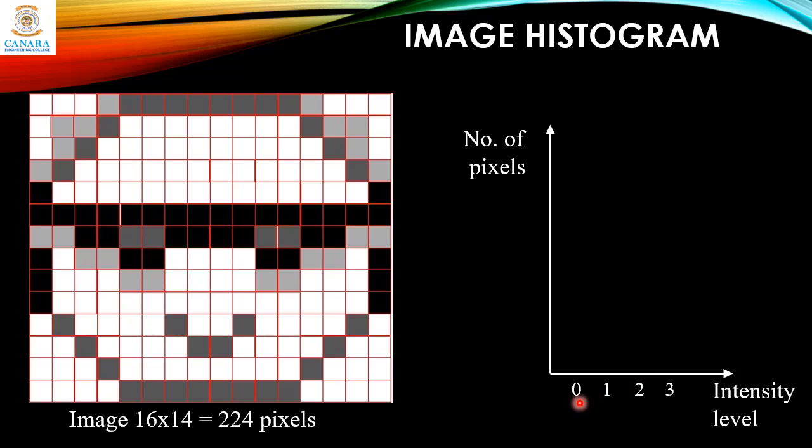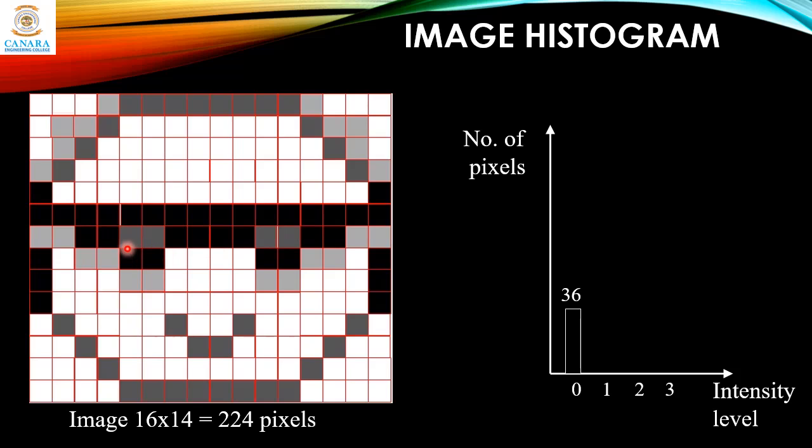And how many pixels have a particular intensity level, meaning how many black pixels, how many white pixels, how many gray pixels there are, is plotted on the y-axis. Okay, so let's count. For 0, how many black pixels are there here? 1, 2, 3, 4, 5, up to 36. So 36 black pixels are there. That means for intensity level 0 we can write 36.